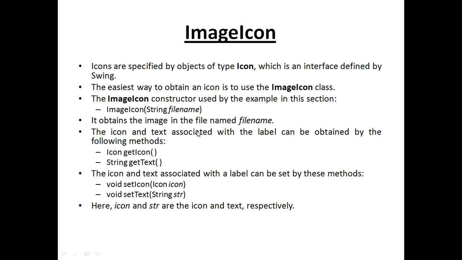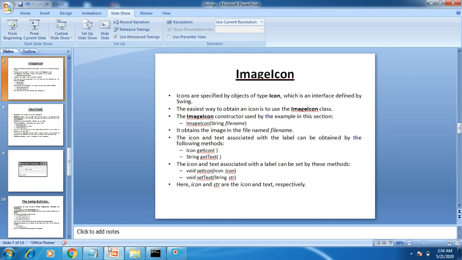The icon and text which is associated with the label can be obtained by using these 2 methods. One is getIcon, the other getText. If you want to get an icon, you can get it. If you want to get the message which is associated with that icon, you can get it by using getText. The icon and text associated with a label can be set by using the methods setIcon and setText, where here you need to specify again the icon, that is the image, which may have an extension .jpg, .gif, .bmp like that, and a message which is included in double quotation. Now by using these 2, we will see another program.